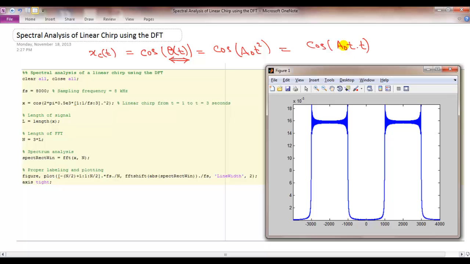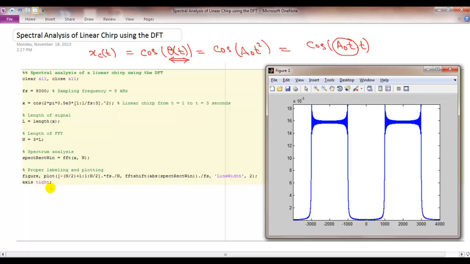So in general, when we write our cosine, we say whatever is being multiplied with t is my frequency. Now in this case, what we have getting multiplied with t is a function of time. So this is basically a frequency which changes over time. This particular type of signal is called a linear chirp because the frequency is linearly varying with time.